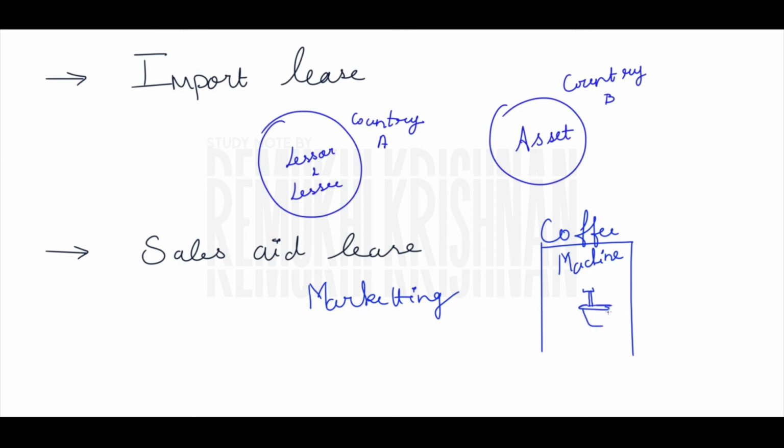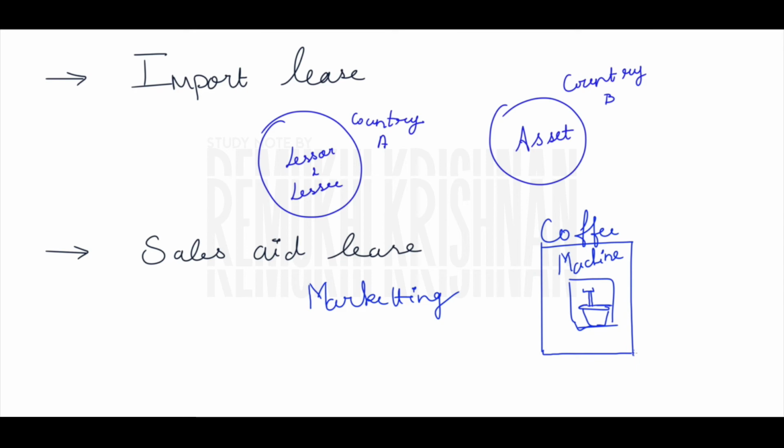If there is a manufacturer of a particular product, like coffee bags or tea bags, and there is another person who just sells the machine, then the person who sells the coffee machine will give it to this person for lease. Somehow it will boost the sales of both these parties. So this is known as sales aid lease.